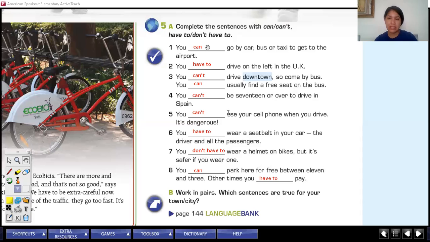You can't be 17 or over to drive in Spain. That one doesn't make that much sense. So what do you think is the answer? You have to be. You have to be. Very good. Number 5, you can't use your cell phone when you drive. It's dangerous. I think this one is good.